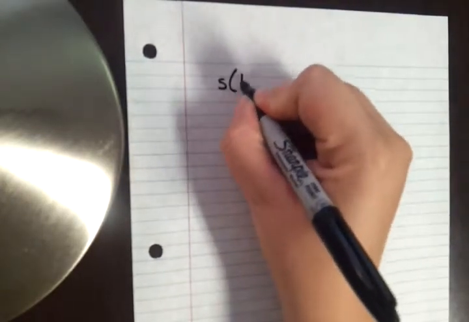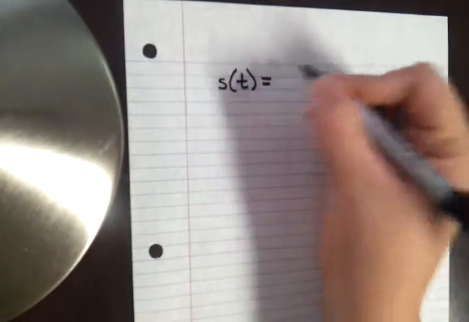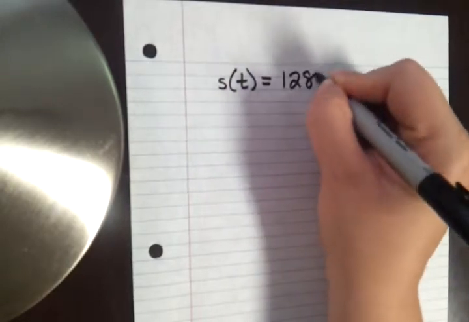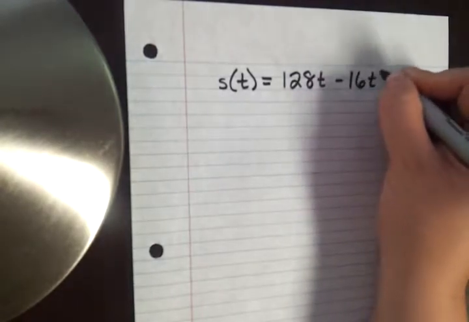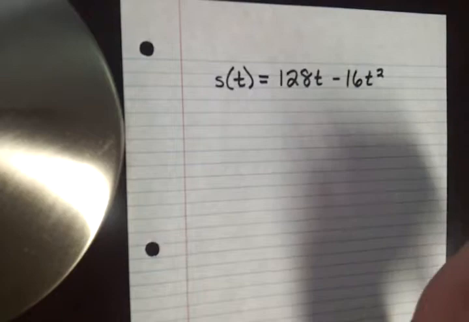So they tell us that a ball is thrown straight up with an initial velocity of 128 feet per second. That is a strong person throwing a ball that fast, but okay. So its height in feet after t seconds is given by the function s of t equals 128t minus 16t squared. So let's write that down and figure out what the different pieces of this function mean. So s of t equals 128t minus 16t squared.